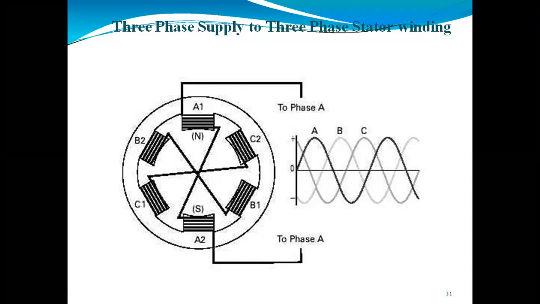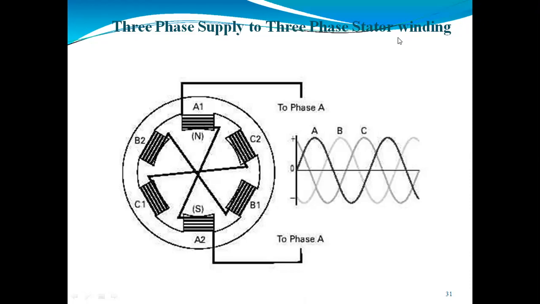We can give that supply in two ways. We can give that supply in the delta connection or we can give that supply in the star connection. It depends on us how we are giving that supply. So if we are giving three-phase supply to the three-phase induction motor, at that time we are supposed to give that supply to the three-phase stator winding.